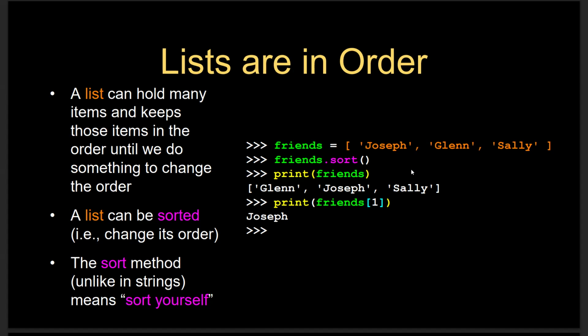Here, see, G is the first. So in alphabets, G will come first. That's why Glennie. Next J, next S. That's why it is printed in sorted order, alphabetically.